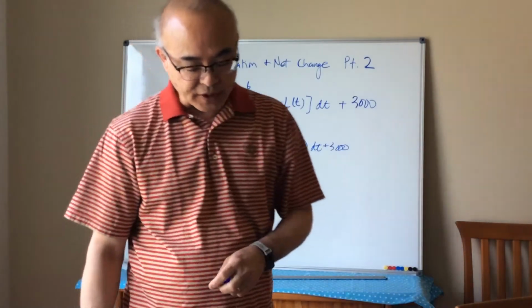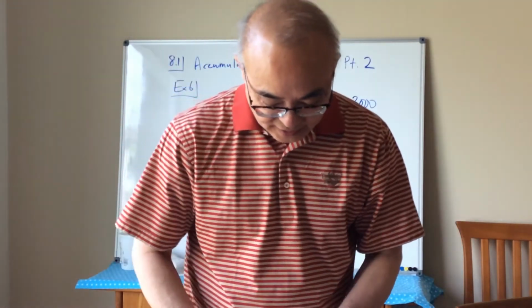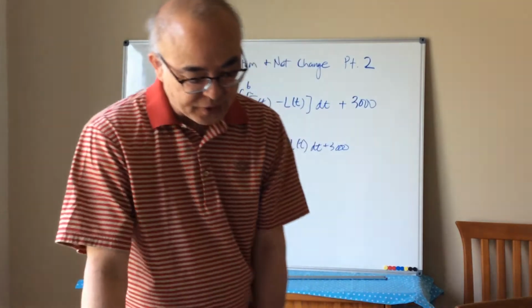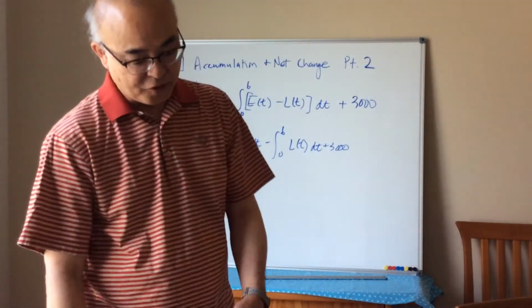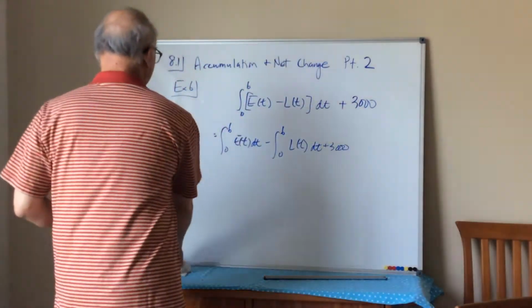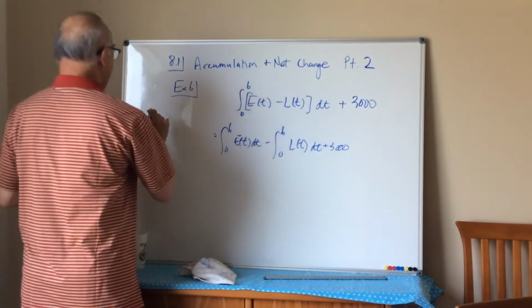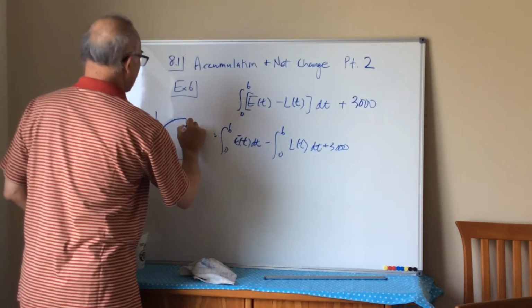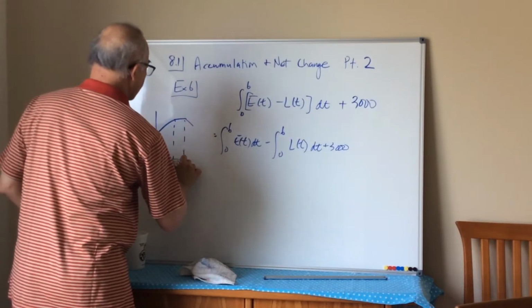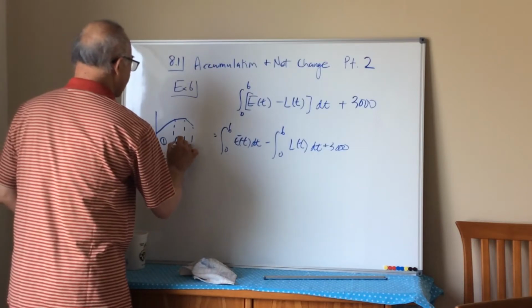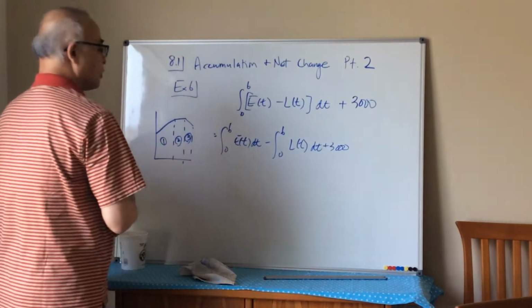E of t is actually a piecewise function, right? But more importantly, to find the area under the curve, what do we need to do? We're basically counting squares here. The way we're going to do this is we're going to have trapezoid number 1, rectangle number 2, and trapezoid number 3.